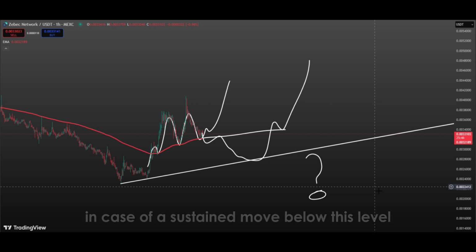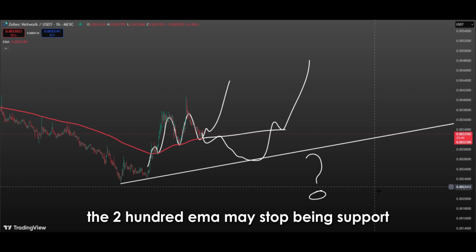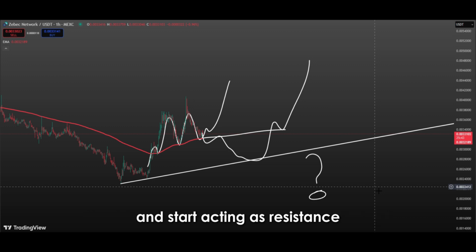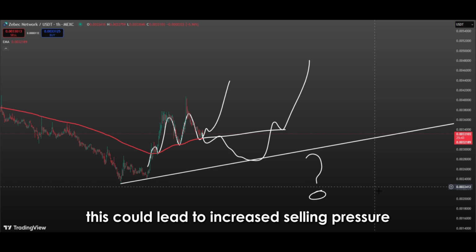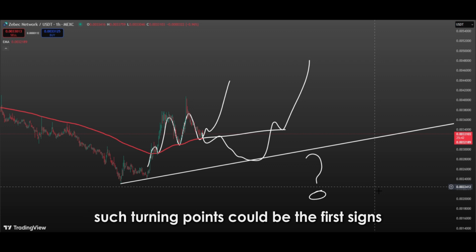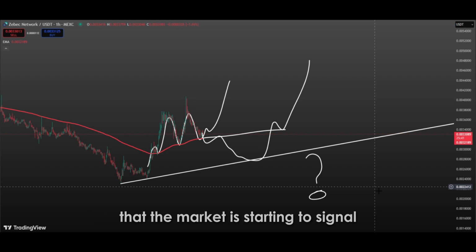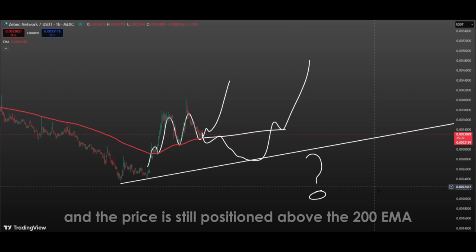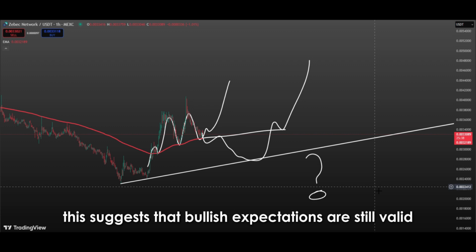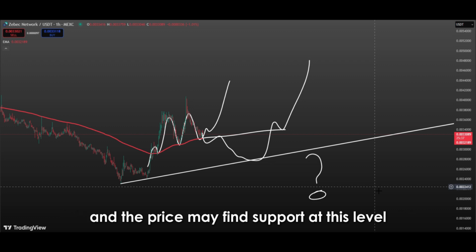On the other hand, in case of a sustained move below this level, the 200 EMA may stop being support and start acting as resistance. This could lead to increased selling pressure. Such turning points could be the first signs that the market is starting to signal a change in direction. However, in the current situation, no such breakout has yet occurred and the price is still positioned above the 200 EMA. This suggests that bullish expectations are still valid and the price may find support at this level.